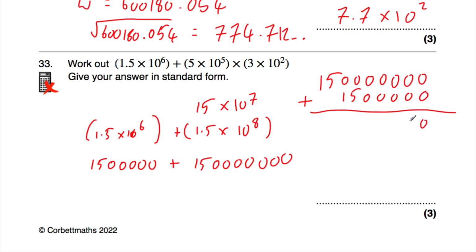We've lined them up, now we just need to add them. 0 plus 0 is 0, 0, 0, 0, 0, and then 5, 1, 5, 1. And then in standard form, that'll be 1.515 times 10 to the power of, and if the 1's in the units column, it would move 1, 2, 3, 4, 5, 6, 7, 8 columns to the left. So the answer would be 1.515 times 10 to the power of 8, and that's it.